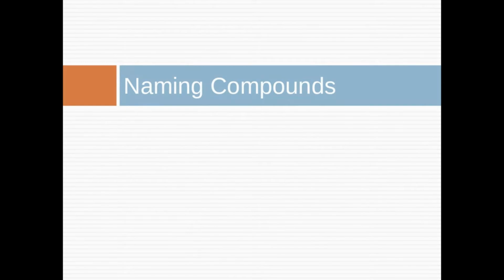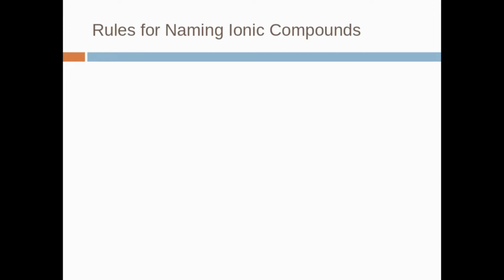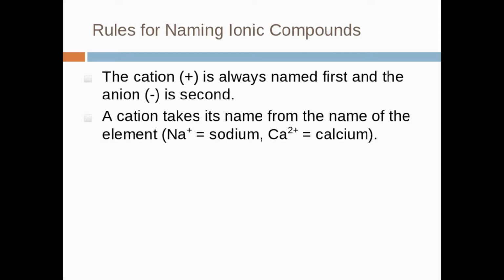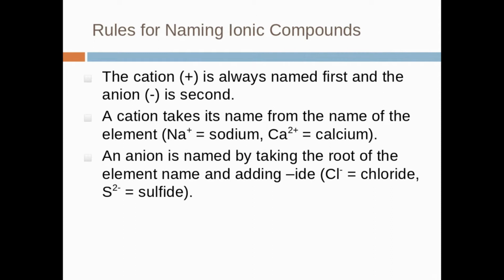All right, so let's look at naming compounds. So let's start with ionic compounds. The first rule is that the cation, the positive ion, is always named first, and the anion, or the negative ion, is always named second. The cation takes its name from the name of the element, and it just stays the same. So sodium with a positive charge is still sodium. Calcium with a 2+ charge is still calcium.